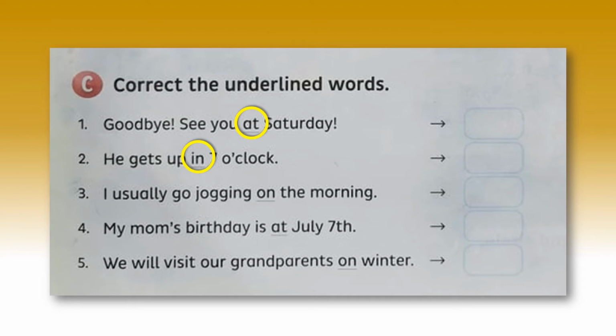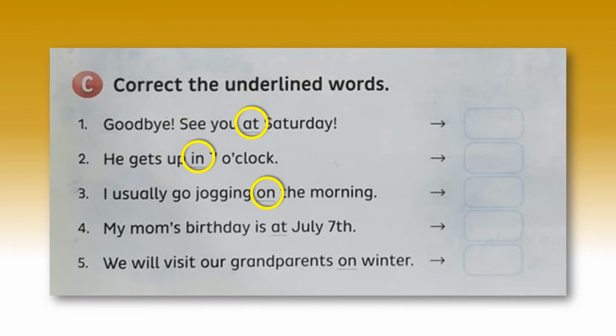Okay. Number 3. I usually go jogging on the morning. On the morning? No. Now we are talking about a part of the day. A part of the day. The morning, the afternoon, the evening. What word do we use? We don't use on. That's wrong. Can you write the correct word in the box, please?